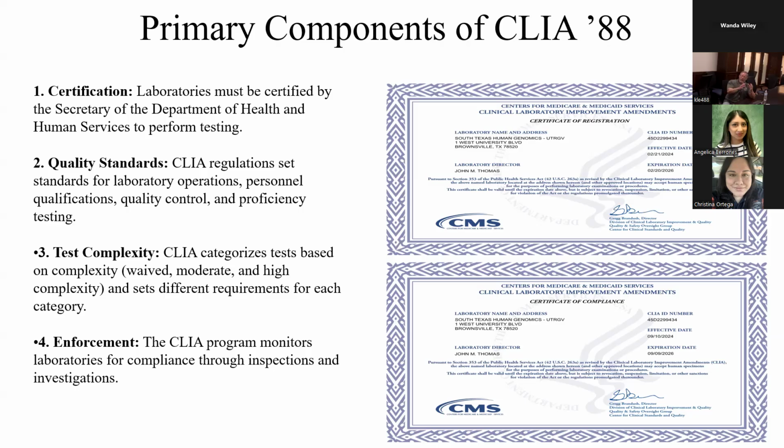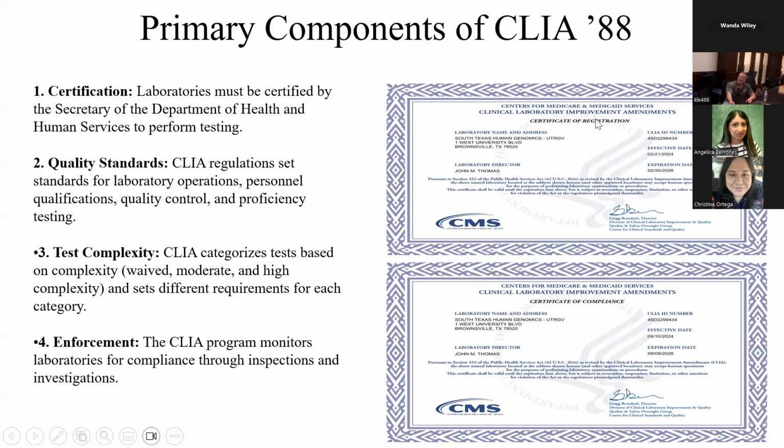So there are waived tests, there are tests that are considered to be moderately complex. This is gonna be chemistry, hematology, and then tests that are considered to be high complexity. That's gonna be pathology and genetic testing. And then the personnel and lab requirements for each category of testing is going to be different. And then lastly, all of this is enforced by CLIA coming every year and inspecting your lab.